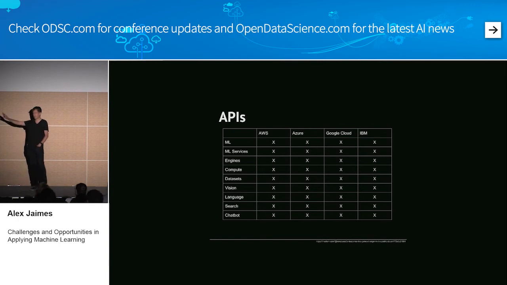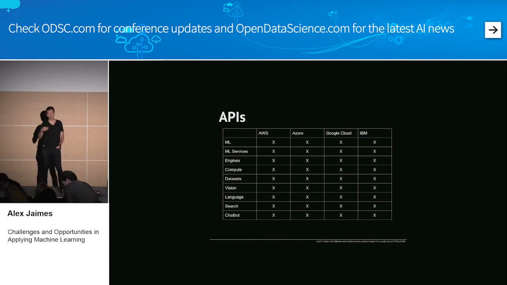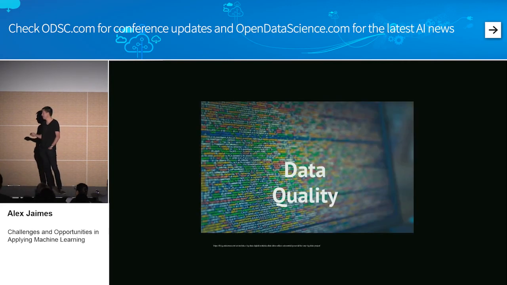This is not a real chart, because I just filled in everything with X's, because it was easier than actually doing them one by one. But if you look at the different kinds of services through APIs that each of the major cloud providers has, there's sort of basic machine learning services, engines, compute, data sets, and then things for visual, language, search, and chatbots. The reality is, for most of these, you're going to have more than one choice. So you really need to look specifically at which are the most relevant for your specific use case and pick based on that.